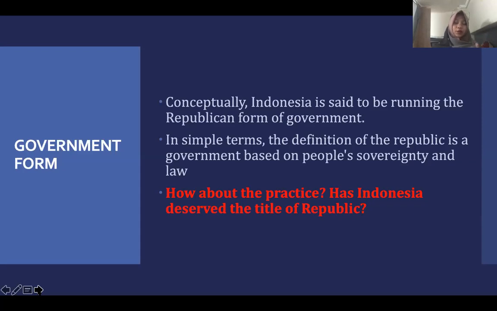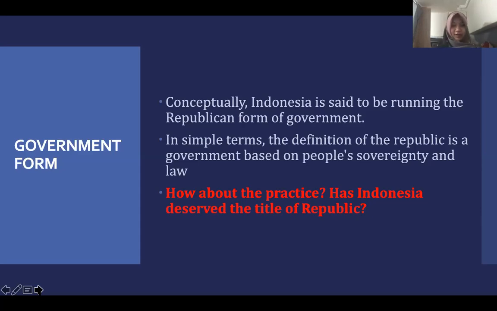So here we try to discuss the form of government, as Indonesia is said to be running a republican form of government. In simple terms, the definition of a republic is a government based on people's sovereignty and laws. So what do you think, and how about the practice? Has Indonesia deserved the title of republic?